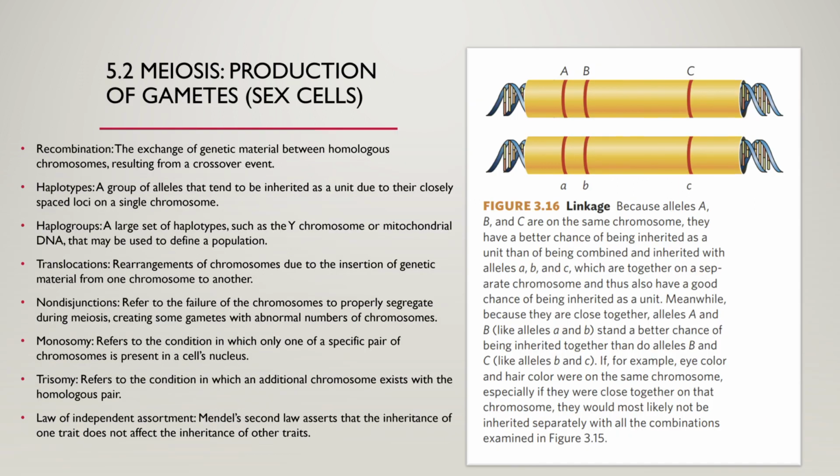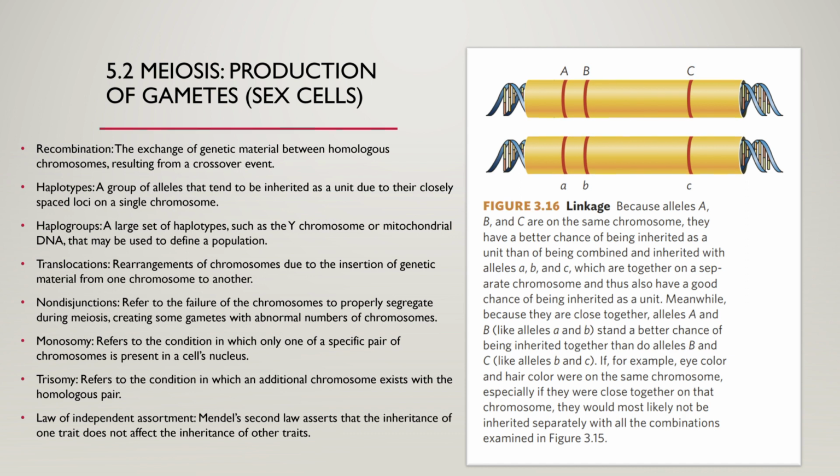There are some keywords that we need to know. Recombination is the exchange of genetic material between homologous chromosomes, resulting from a crossover event. Haplotypes are a group of alleles that tend to be inherited as a unit due to their closely spaced loci on a single chromosome. Haplogroups are a large set of haplotypes, such as the Y chromosome or mitochondrial DNA, that may be used to define a population.